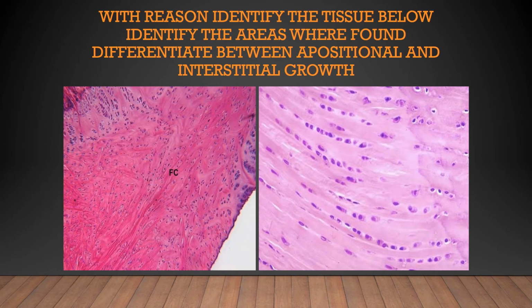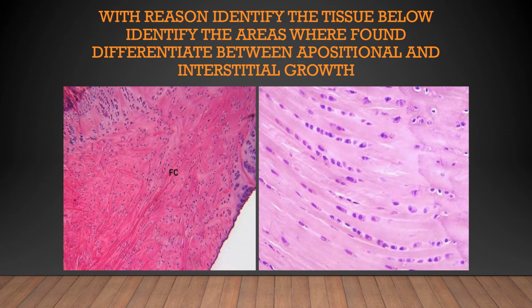These next slides are both of fibrocartilage, because they are made up of densely packed collagen fibers with chondrocytes in lacunae distributed in rows between the bundles of collagen fibers. Fibrocartilage is found in intervertebral discs. It's also found in the pubic symphysis, knee menisci, and so on.